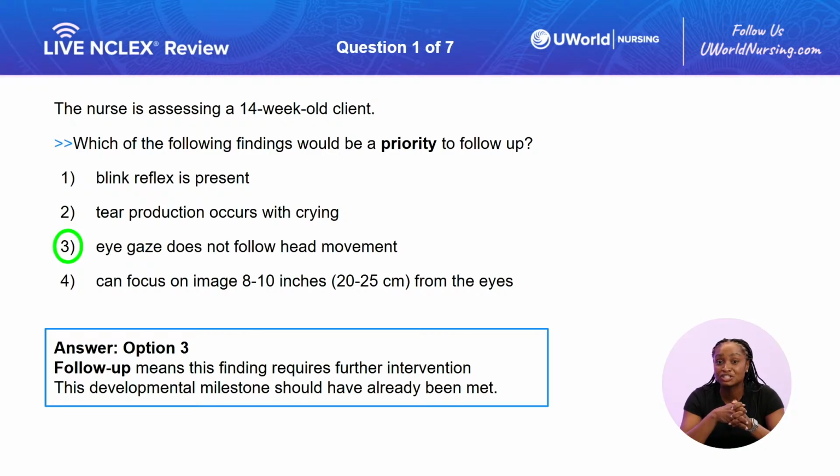Option 2, tear production occurs with crying. Again, something we expect. Very sad, but yes, their tears are starting to come with their crying, and they're crying for a real reason. And then option 4, can focus on image 8 to 10 inches. Again, that's with their vision starting to fully develop, and now they can track with images 8 to 10 inches away from their face. Usually still not in full HD definition color. Sometimes the color definition doesn't develop until a little bit later, but at 8 to 10 inches, they can start focusing on images and blobs and all of that. So good job, guys. Next question.